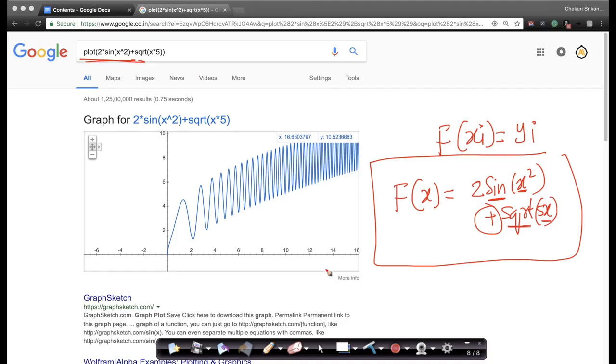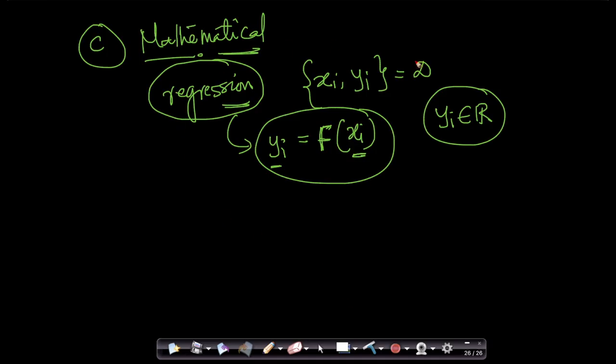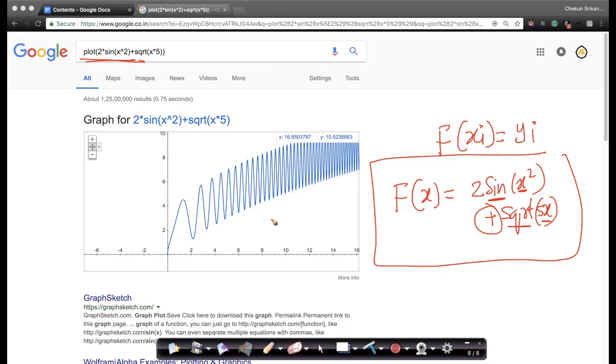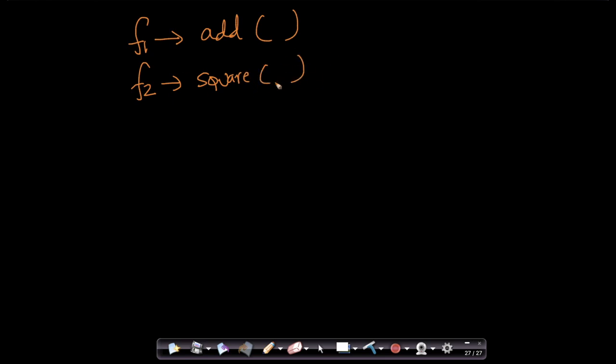So let's try to understand why multi-layered perceptrons are powerful from this example of a regression problem. Let's go step by step. Let's assume I have a function f1, which is an add function. Let's assume I have a function f2, which computes the square of a number, x squared or 5 squared, whatever number you give.